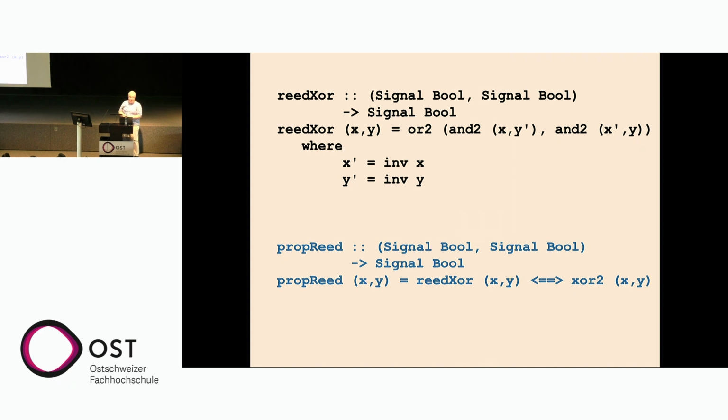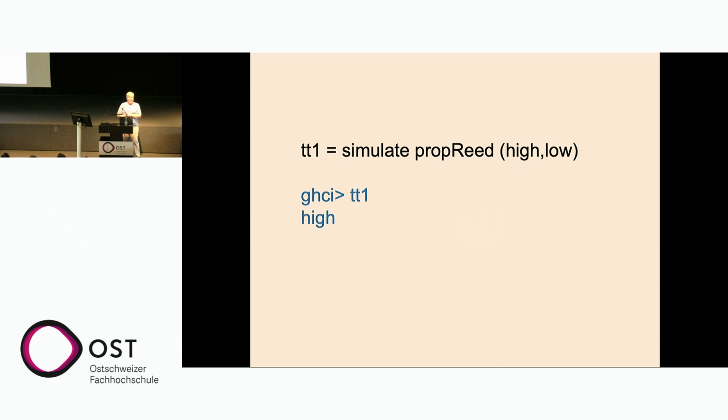We might want to ask the question: in Lava we do have XOR built in. So I can ask the question, is Reid exclusive OR exactly the same, the output for the same inputs, as exclusive OR 2? And I can ask the question on a particular input. We called 0 and 1 high and low. I kind of vaguely regret that these days. So I can ask, what do I get if I give it high and low? And the answer is high.